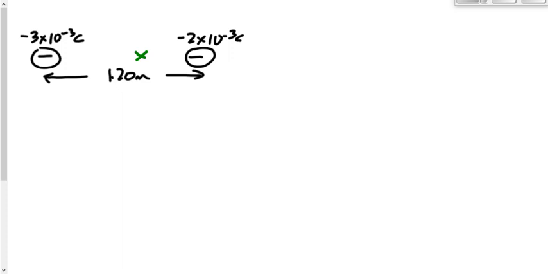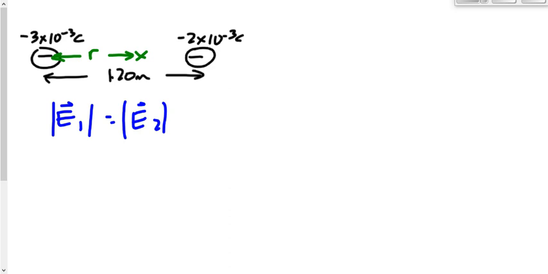Let's label this distance as r. So that's what we'll find is the value of r. How far away from the first charge is this point where the field strength is 0? Now, we're going to say that the field caused by number 1 is equal to the field caused by number 2. It's actually equal and opposite, but we're going to make the magnitudes of them equal to each other in order to make the net field 0.